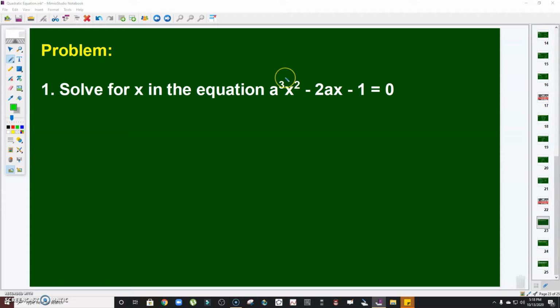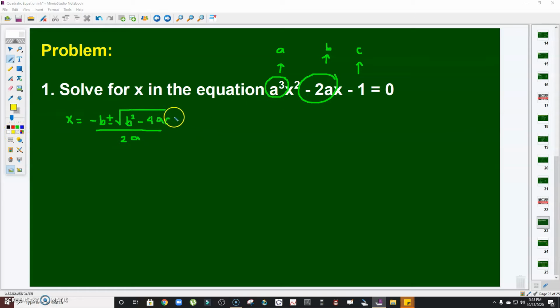Since we're going to use the quadratic formula, I'm going to assign which is A, which is B, which is C. The coefficient of the quadratic term, or x squared, will be my A. The coefficient of the term containing x will be our B. And of course, the constant will be our C. Take note, once again, the quadratic formula is given by negative b plus minus square root of b squared minus 4ac all over 2a. There you go.